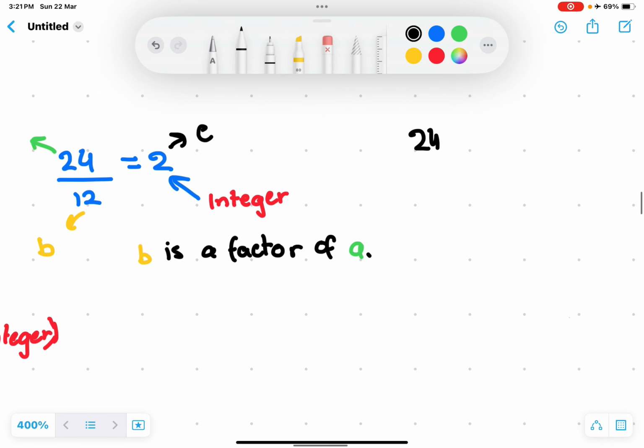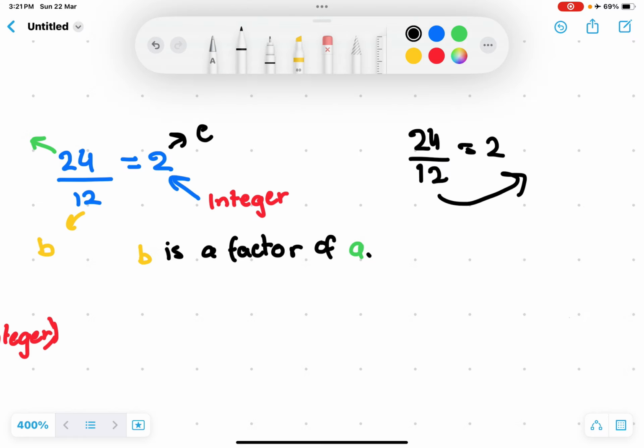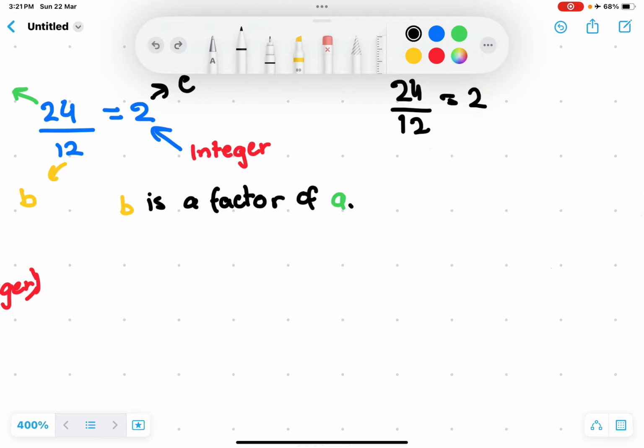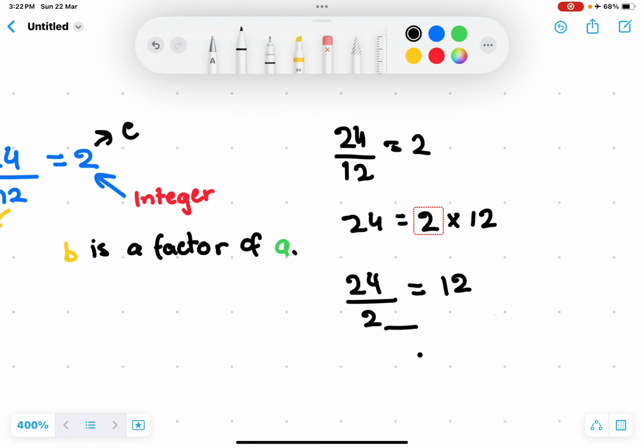so 24 over 12 is equal to 2. And if we send 12 up there, and bring 2 down. So basically what we're doing is multiply both sides by 12. Okay, we get 24 is equal to 2 times 12. And now let's divide both sides by 2. So we get 24 divided by 2 is equal to 12. So we just did a little bit of rearranging. So what we did was send 12 up there and we brought the 2 down.